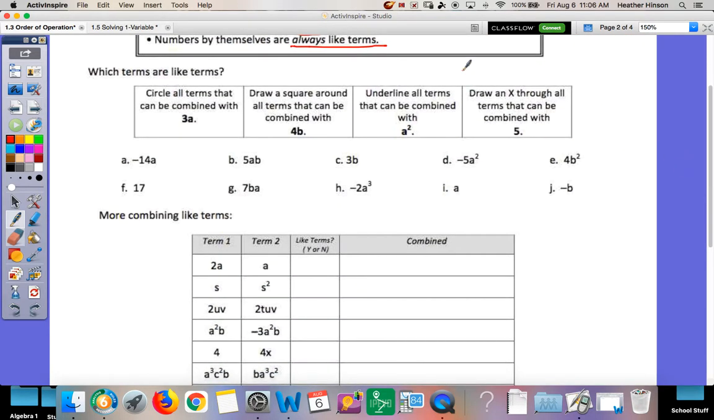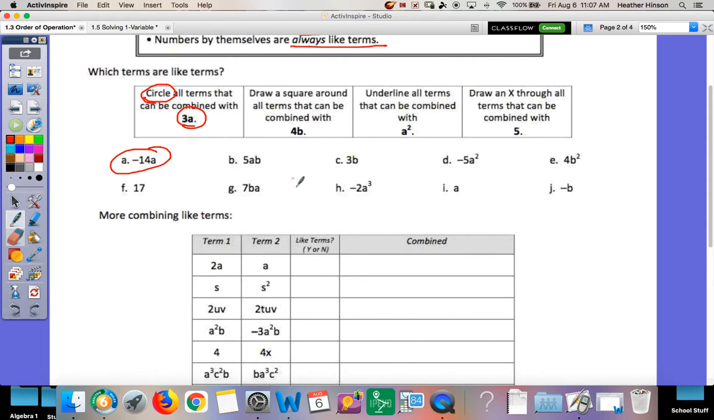So which terms are like terms? Circle all the terms that can be combined with 3a. So we want the same variable, it has to be an a, with the same exponent. There's no exponent, well, it's 1. But you don't have to worry about the exponent. It has to be just a. So is negative 14a the same variable with the same exponent? Yes. What about 5ab? It's got the a, but it has an extra variable, so that doesn't count.